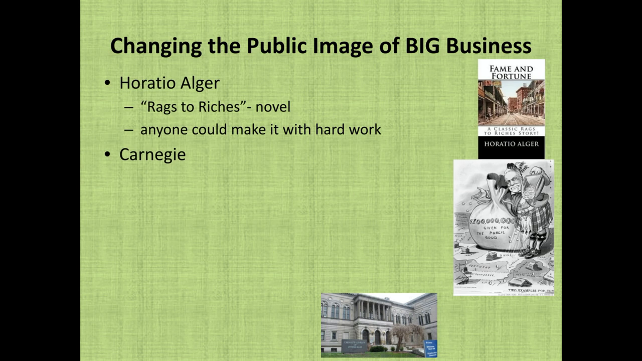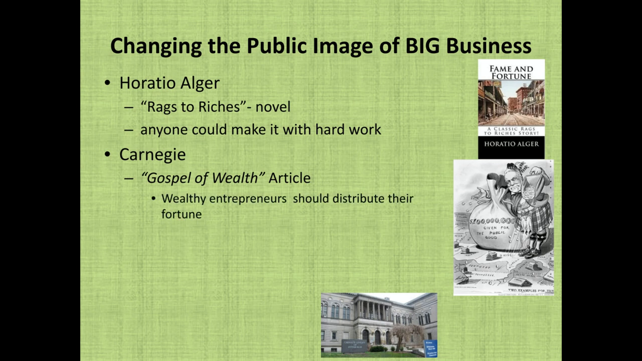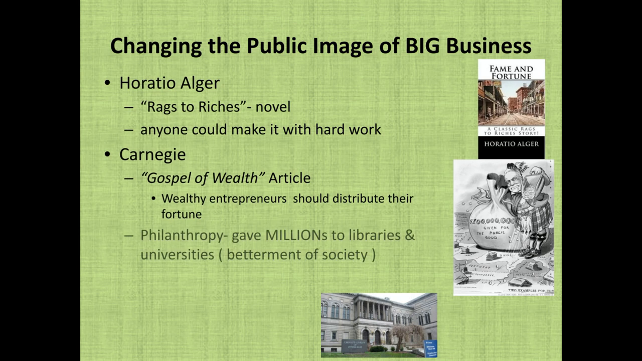Andrew Carnegie is going to try to change some of his perception, or the way he's viewed, through a couple of things. An article called The Gospel of Wealth said that wealthy entrepreneurs should distribute their fortune. And of course, Carnegie's going to do that. He's going to practice philanthropy, which gave millions of dollars to libraries and universities. And hopefully, it would be for the betterment of society. Rockefeller would soon follow Carnegie's lead, donating money as well.